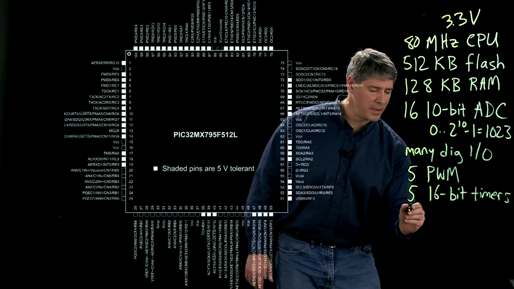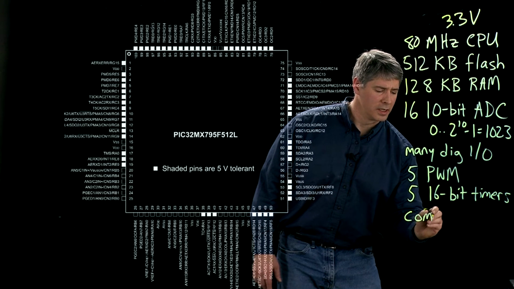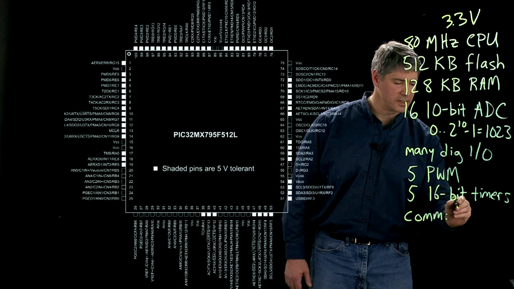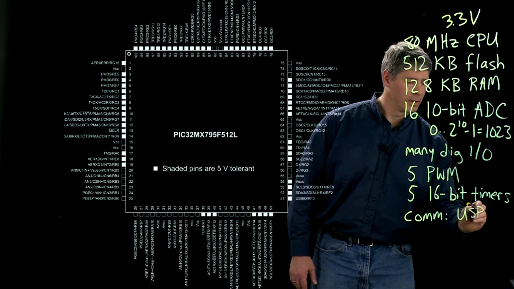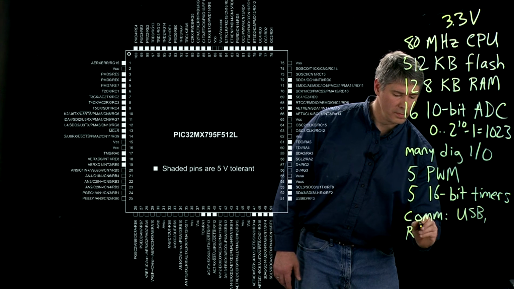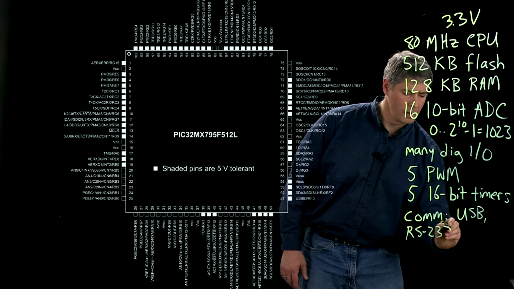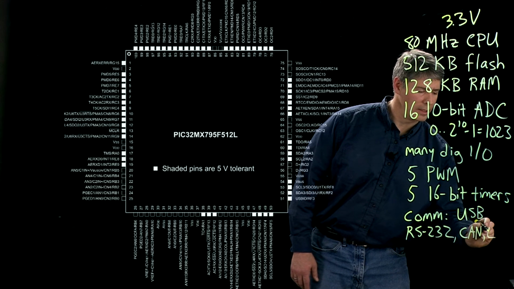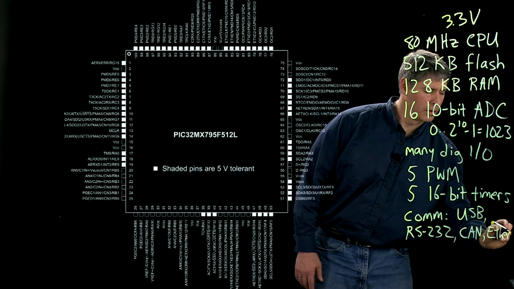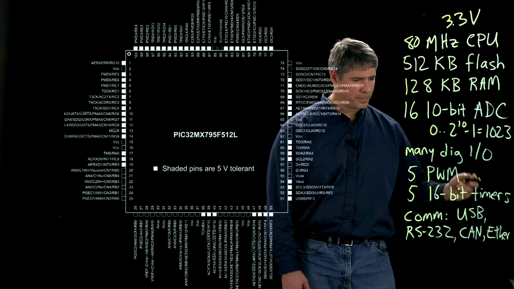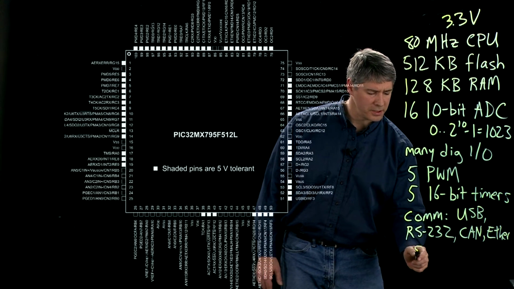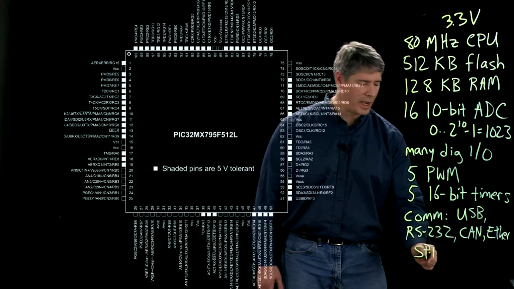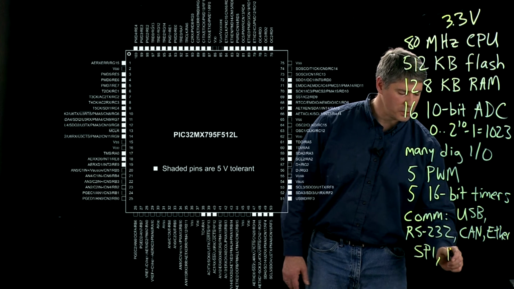And it's also got many different communication channels available. Examples of communication that it has are USB, RS-232, CAN or CAN bus, Ethernet. It's also got 2 protocols that you might not be familiar with if you haven't worked with microcontrollers before, called SPI, as well as I2C.